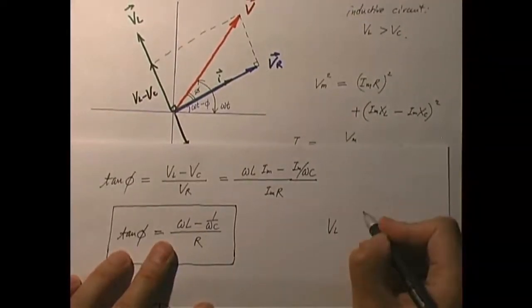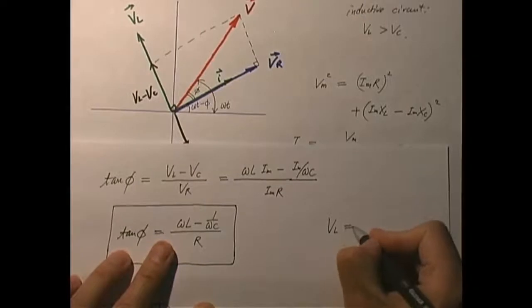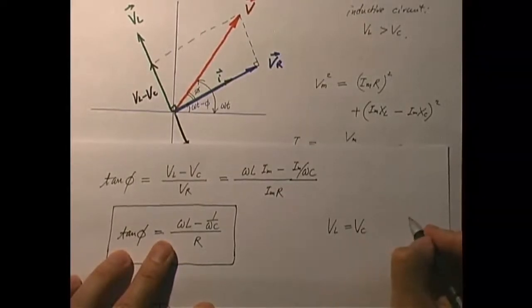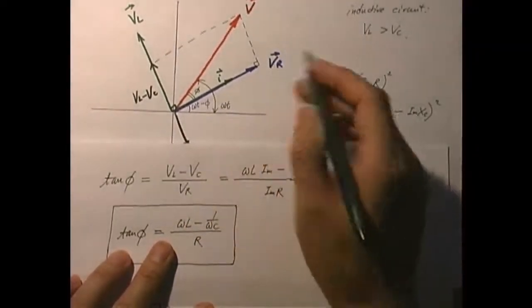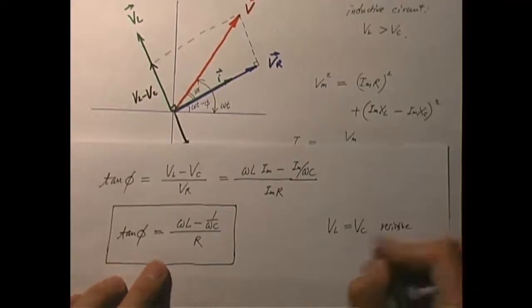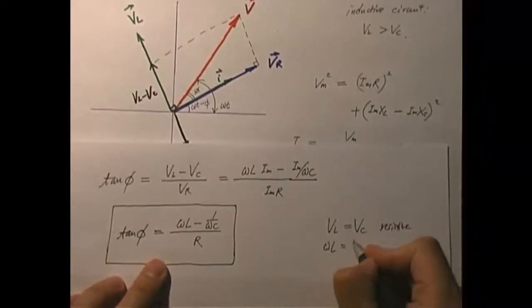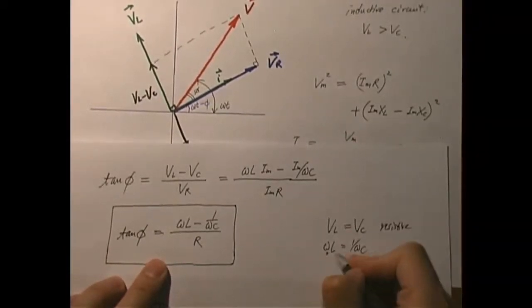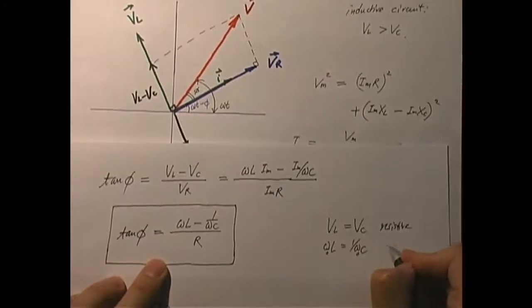You compare VL with VC. If VL equals VC, you only have the resistor left, therefore we call it a resistive circuit. That happens when omega L equals 1 over omega C, at omega equals omega naught, which is 1 over the square root of LC.